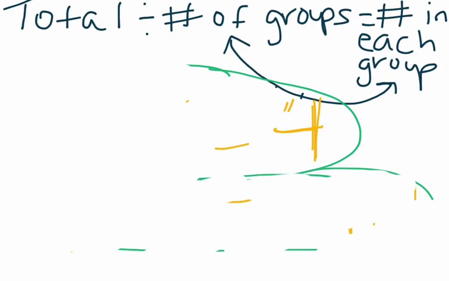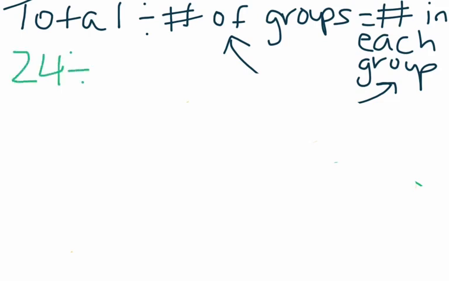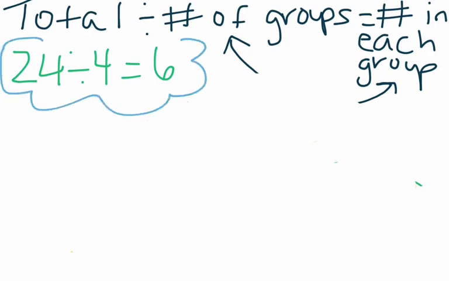In example number 2, I'm bouncing around a little bit. So on example number 2, we're drawing a picture to prove our answer. And remember, our answer again was 6. We said that 24 divided by 4 equals 6. Okay? So this was our guideline. And I'm going to draw a picture now.